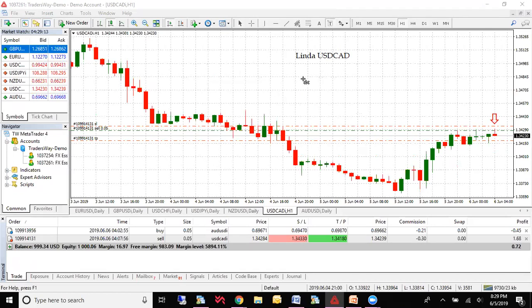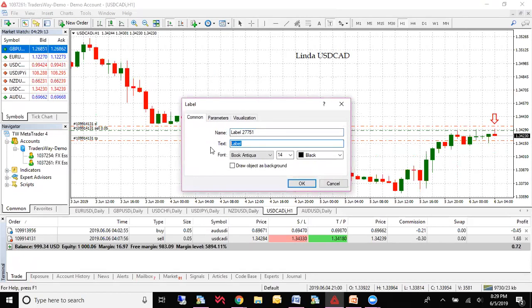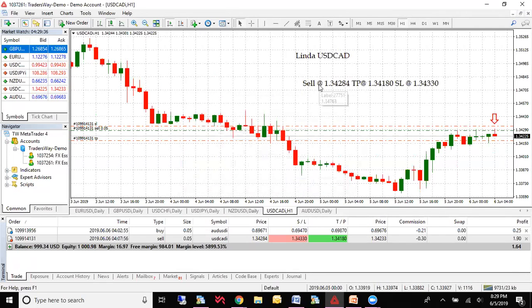My trade details are going to be identical to what is in the terminal. Sell at 1.34284, take profit at 1.34180, stop loss at 1.34330. Click OK. I'm going to confirm that all three of my trade lines are here. My arrow is here, my name, my pair.